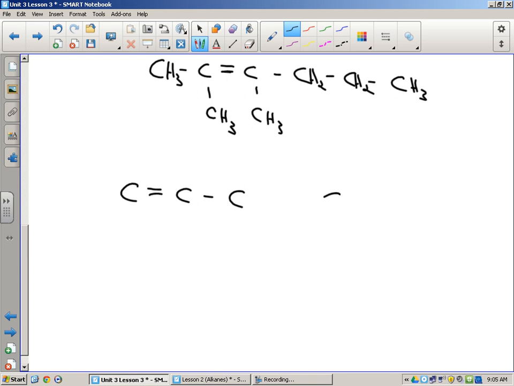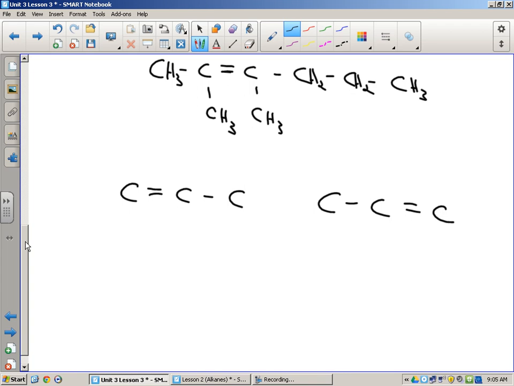But does it really matter if I put it there? Aren't those two the same so far, right? Yes? Just flip it around, right? So that's why in this case, there's no number with propene, because there's only really one option. Doesn't matter how you draw it, you're going to get the same diagram.